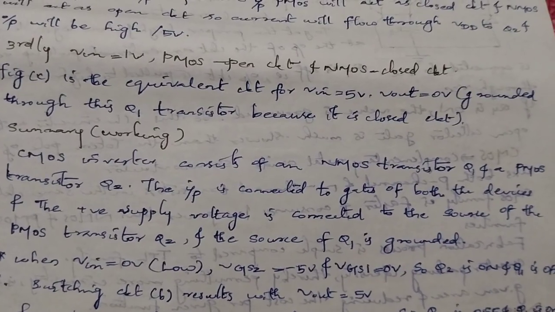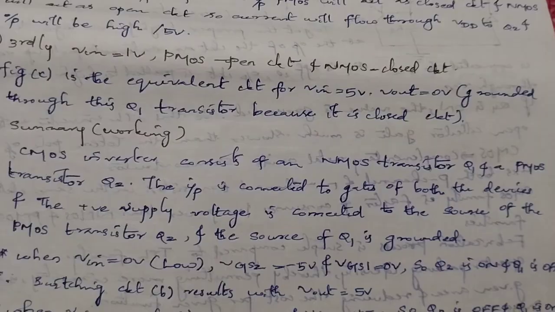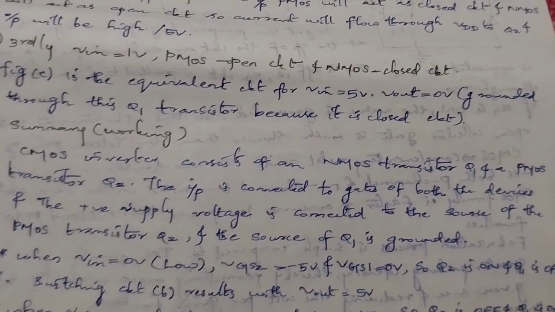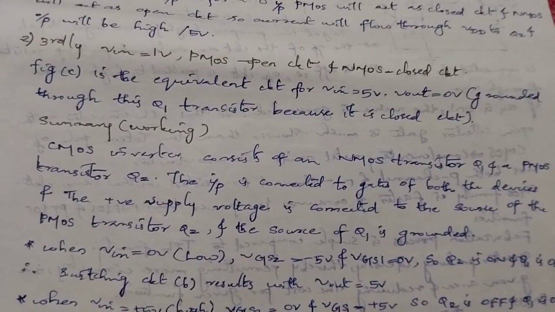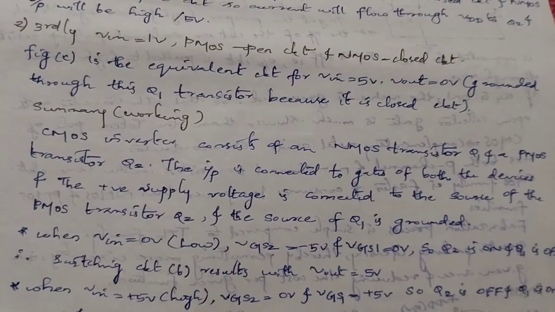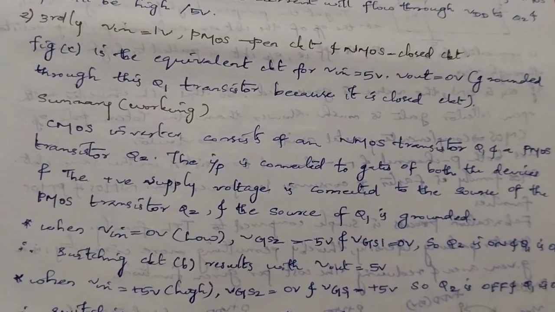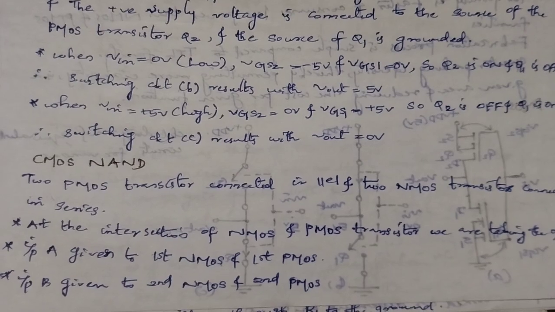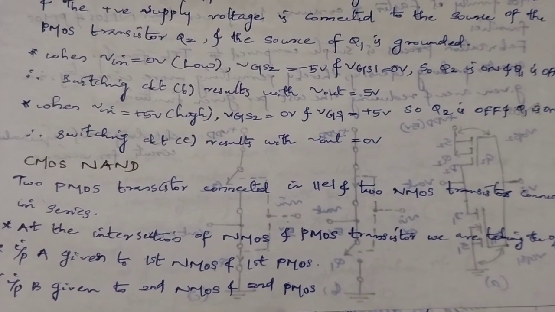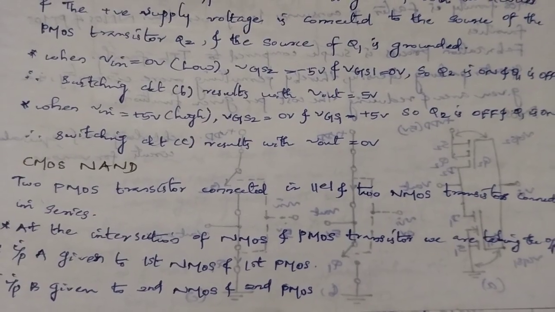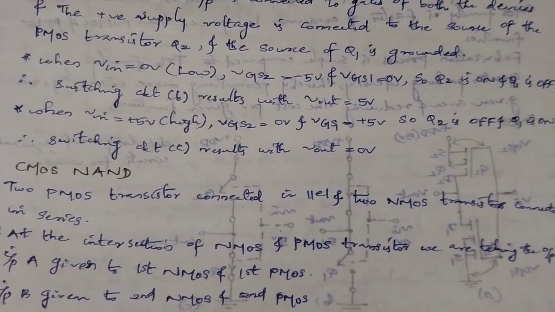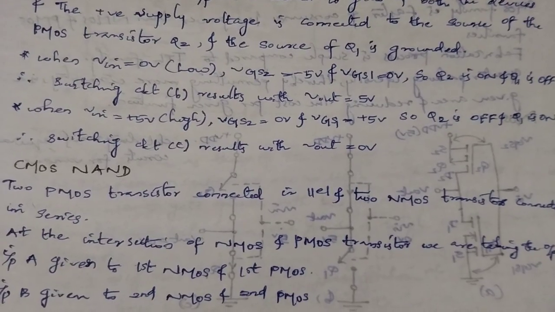When Vin is equal to 0 volt, low, VGS2 is equal to minus 5 volt and VGS1 is equal to 0 volt. So Q2 is on and Q1 is off. The switching circuit results in Vout equal to 5 volt. When Vin is equal to 5 volt, high, VGS2 is equal to 0 volt and VGS1 is equal to 5 volt. So Q2 is off and Q1 is on. The switching circuit results in Vout equal to 0 volt.